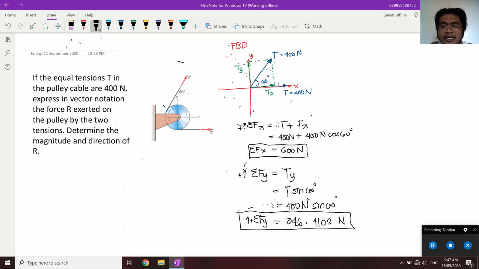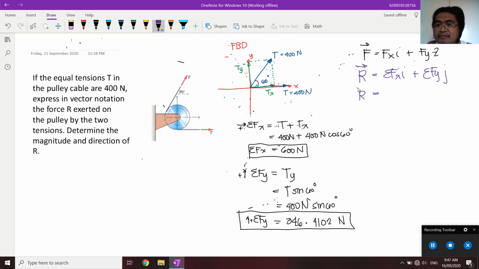So this is the magnitude. If we want to write our force in vector form, that will be F of x i plus F of y j. However, we are asked to solve for the resultant. You can write the resultant R as equal to the summation of F of x i plus the summation of F of y j. So the resultant R in vector form: our F of x is positive, so that will be positive 600i. Then our F of y is also positive, that will be positive 346.4106 newtons j. We just multiply j by newtons.